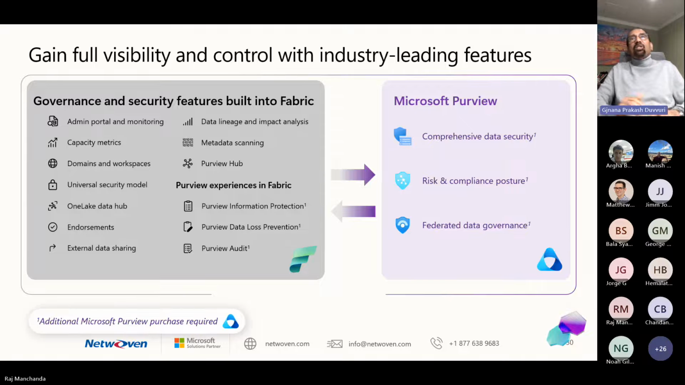Okay, visibility with industry leading features. What does it mean? Let's take Fabric, what exactly does it give to me? Governance and security features built into Fabric: admin portal and monitoring, capacity metrics, domains and workspaces, universal security model, OneLake data hub, endorsements, external data sharing, data lineage, metadata scanning, and Purview hub. Purview experiences in Fabric are Purview Information Protection, Purview Data Loss Prevention, and Purview Audit. So security and governance are in one place. And apart from that, Purview supports comprehensive data security, risk compliance, and federated data governance. That gives an added advantage, so that it's full visibility and control with industry leading features. Next slide, please.